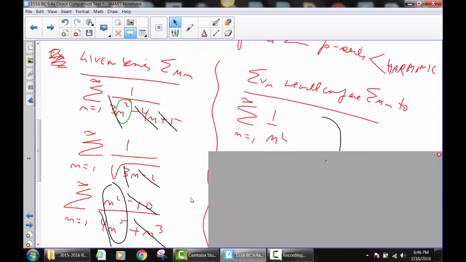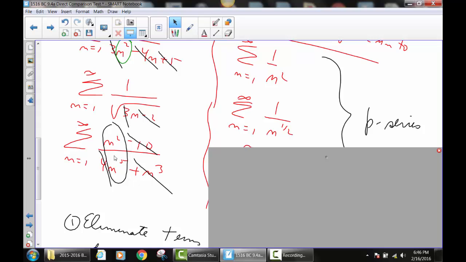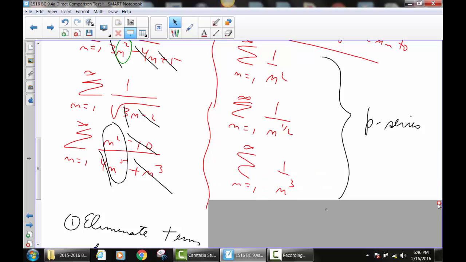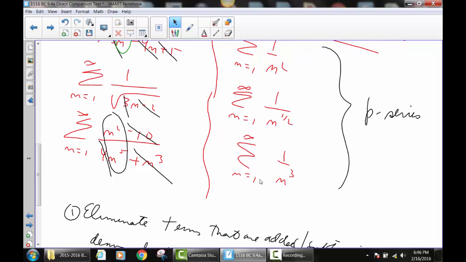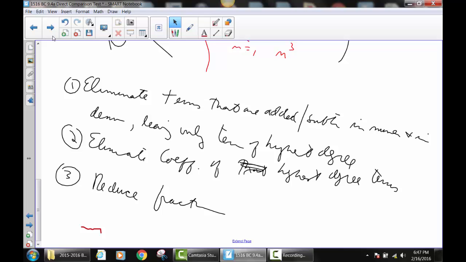Okay. Over here, again, take the leading term, 3n, get rid of its coefficient. We'd have 1 over the square root of n, which is 1 over n to the half. And finally, if I had this, I take the leading term over the leading term, get rid of any coefficients. I'm left with 1 over n cubed. And all of these are p-series. All of them we can easily show are either convergent or divergent. So what do we do? We eliminate the terms that are added or subtracted in the numerator and denominator, leaving only the term of highest degree. We eliminate the coefficient of the highest degree terms, and then we reduce that fraction.